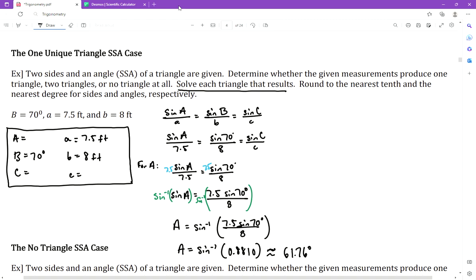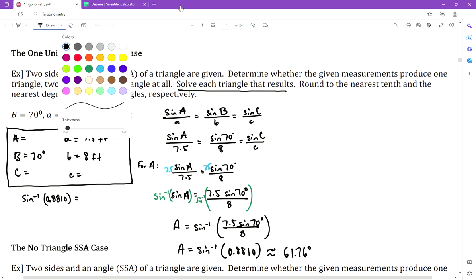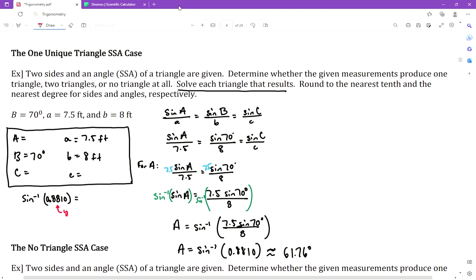Again, with this, we might have one triangle or two triangles. This is where we go back and look at the sine inverse of the 0.8810 part. We did get an answer from it, but there might be a second answer, because right now we have to go back to our inverse trig knowledge and say, well, this is a y coordinate right here.